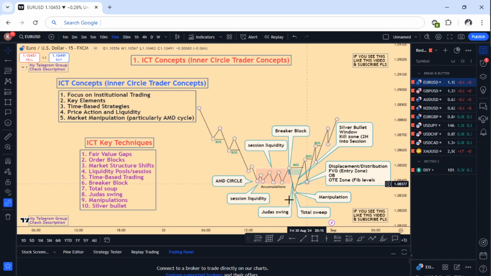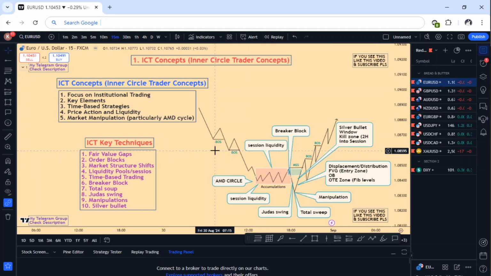So as you can see here, let me just go through this. This diagram demonstrates key elements or key techniques that are applied in inner circle trading, and that is fair value gap, order blocks, market structure shift, liquidity pools or session liquidity, time-based trading, breaker blocks, turtle soup or turtle sweep, the Judas swing, manipulation, and then the silver bullet. Any ICT trader must use these in tandem with each other or independently in a way, but they'll still be using others to make other informed decisions.